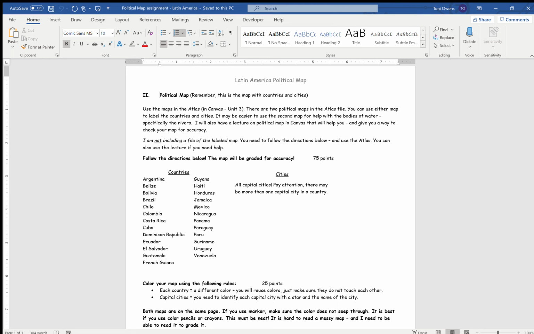Alright, y'all. Today we're going to continue with our maps. We're going to do the political map today. You have already done the physical map. The political map is the one with the countries and the cities. In our case, we're just going to do the capital cities.